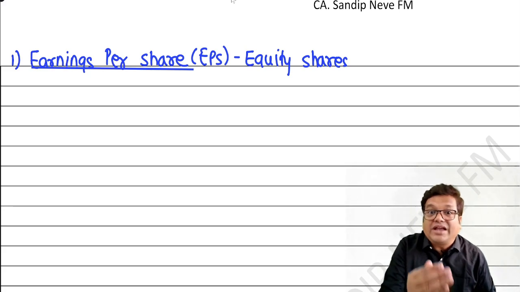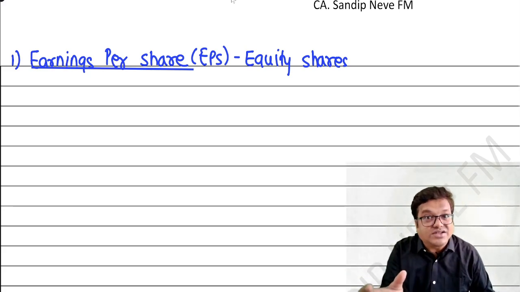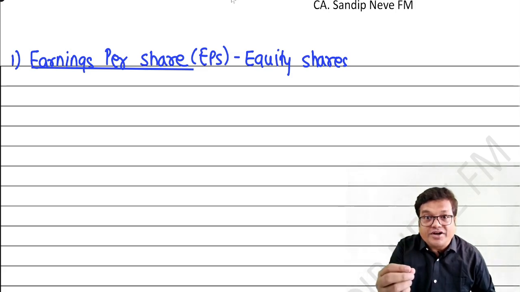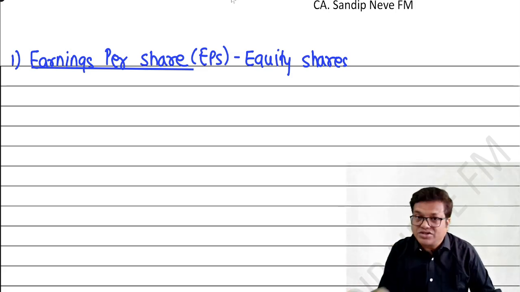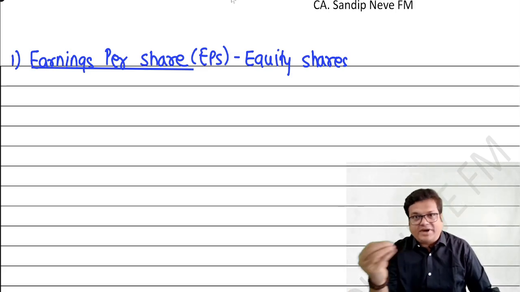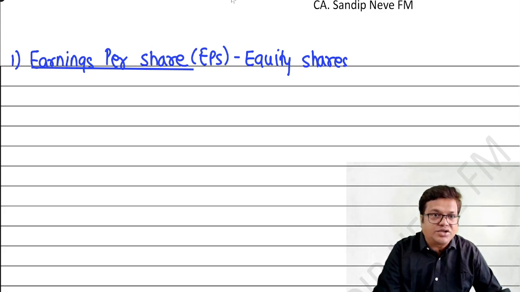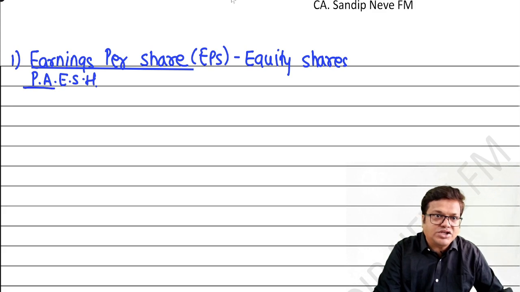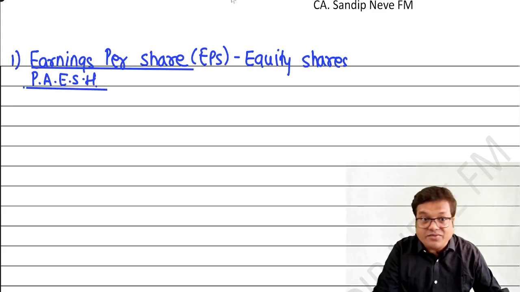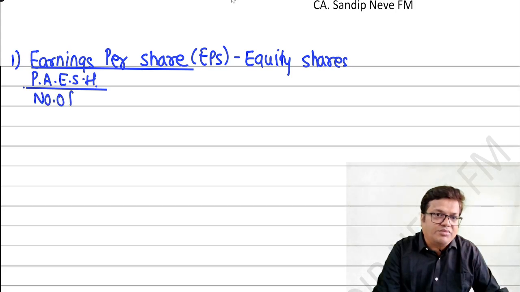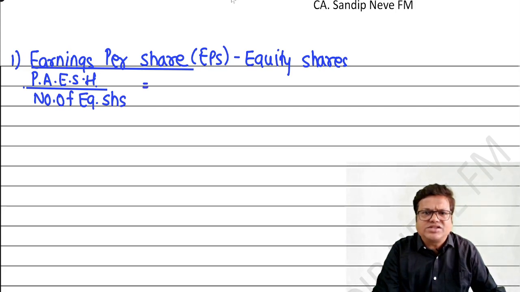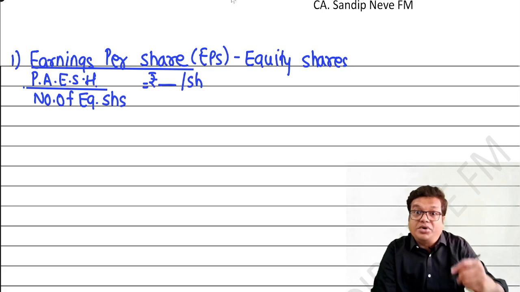Okay, so how will we calculate something per share? So what we have discussed earlier, what is the profit which is available for equity shareholders? You simply take NPAT minus preference dividend, that becomes your profits available for equity shareholders. Yes, and divided by what? Divided by number of equity shares. Okay, this answer will always come as what? Dash rupees per share, right? Because it is earning per share.